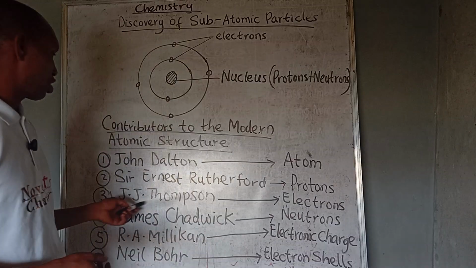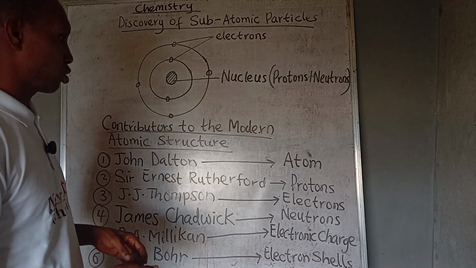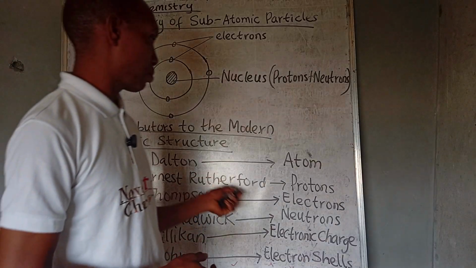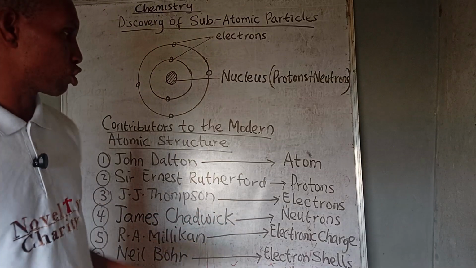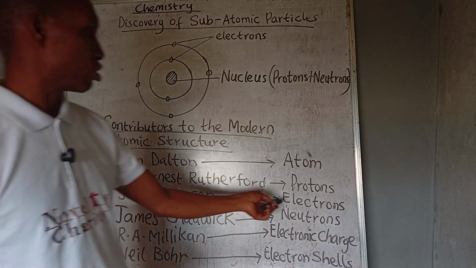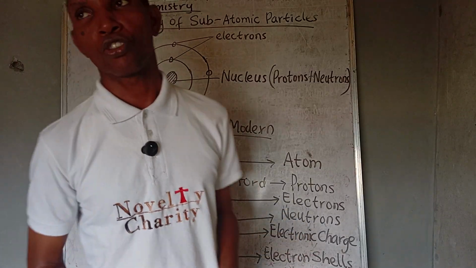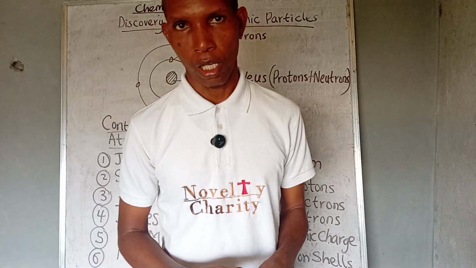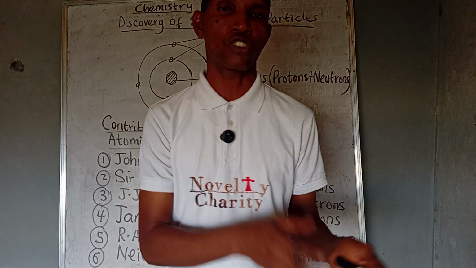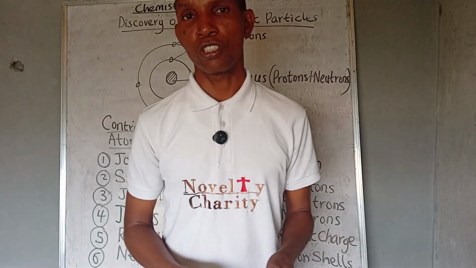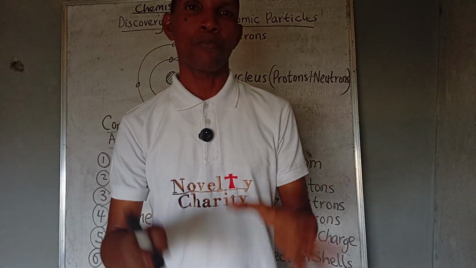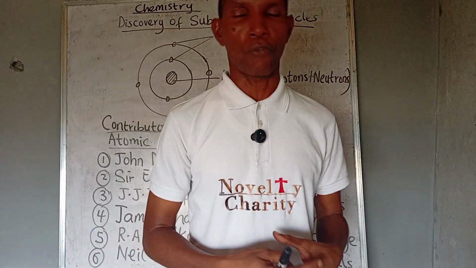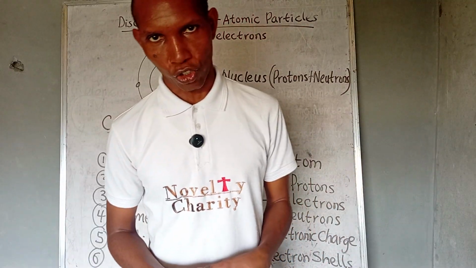Now let's talk about J.J. Thomson's contribution. Like I said before, Sir Ernest Rutherford discovered protons. J.J. Thomson discovered electrons through the cathode ray or discharge tube experiment. He also calculated the charge to mass ratio of an electron, and he gave the plum-pudding model of the atom.